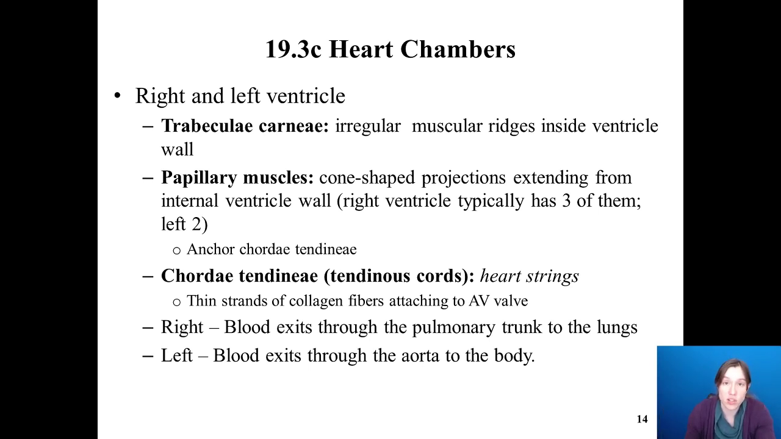And if you watch the model video, you can see those, and we'll have some pictures too. From the right ventricle, blood is going to exit through the pulmonary trunk to the lungs, and from the left ventricle, blood exits through the aorta to the body.